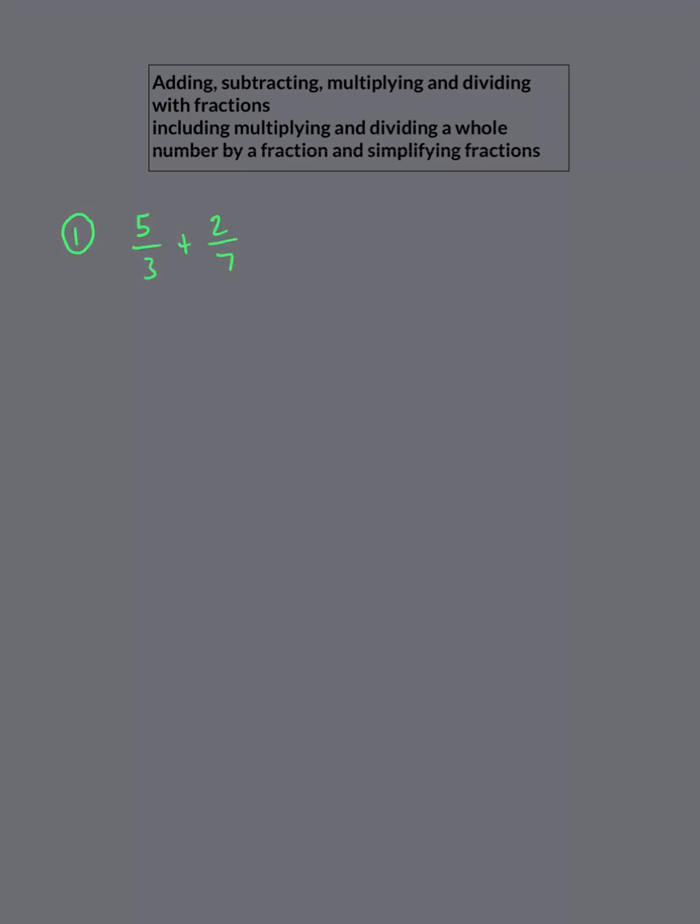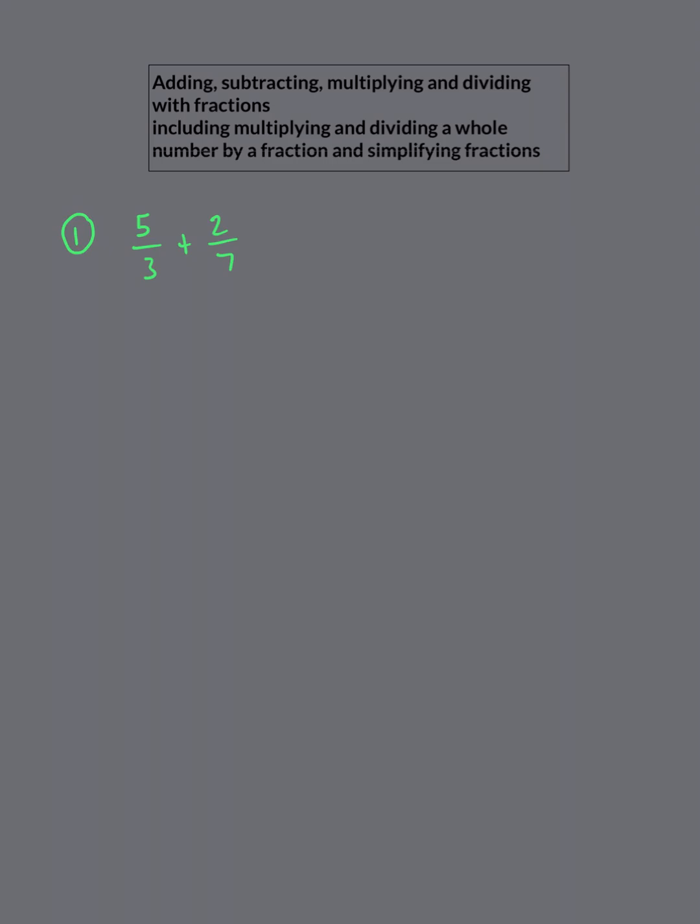The first example is 5/3 plus 2/7. In order to add and subtract fractions, you must have a common denominator. The common denominator for 3 and 7 will be 3 times 7, which is 21, because 3 and 7 do not share any common factors.